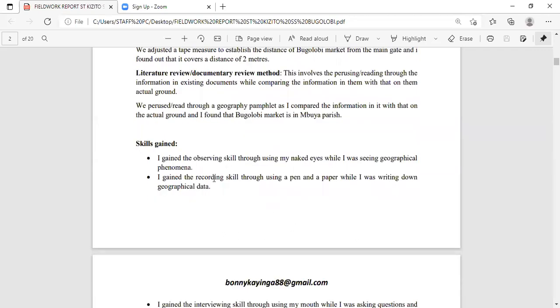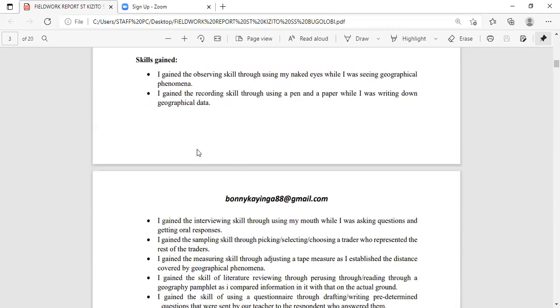Now, after that, when you go to the field, you gain a number of skills. So this takes me to another subtopic called skills gained in the field. What are some of these skills? Who can read for us here?